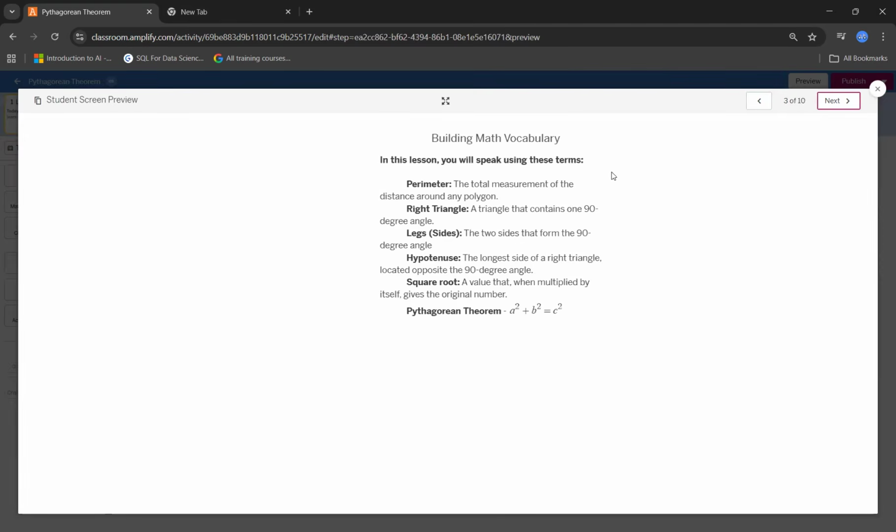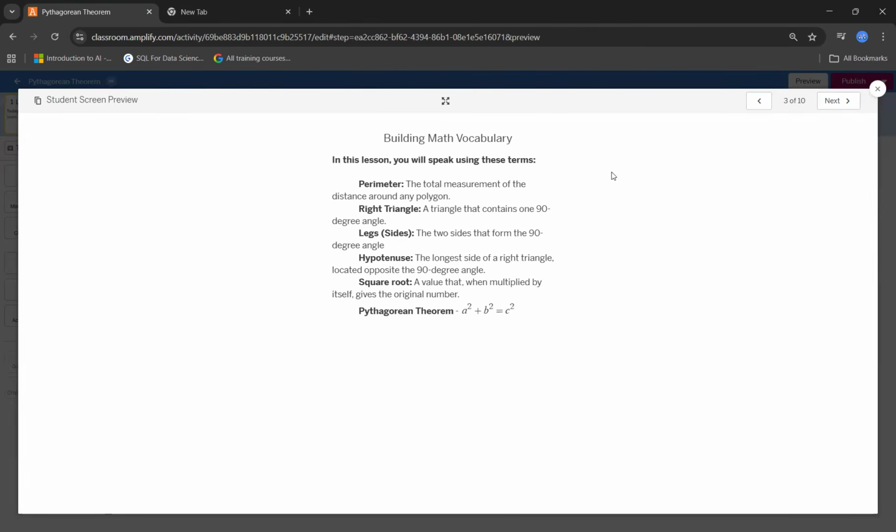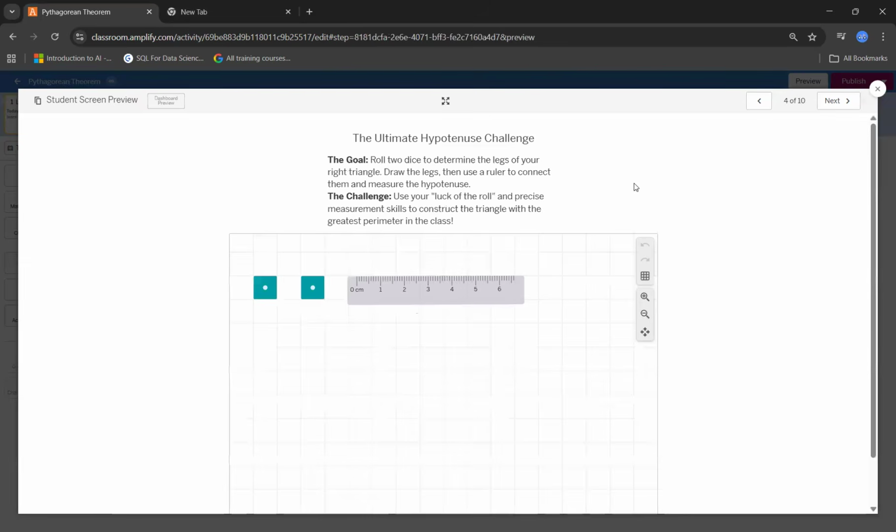And we have the next part. So we have vocabulary here. In this lesson, you will speak using these terms. Perimeter, right triangle, legs, or the sides of a right triangle, the hypotenuse, which is the longest side of a right triangle, located opposite the 90-degree angle. Then square root, a value that when multiplied by itself gives the original number. And the Pythagorean theorem. Later on, we're going to see how we use it.